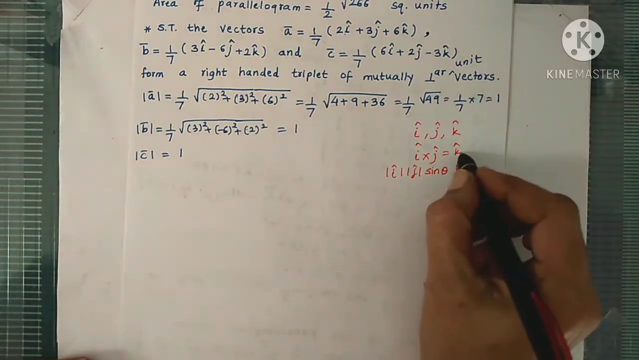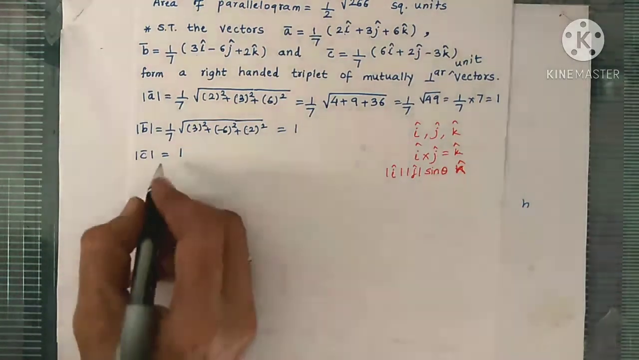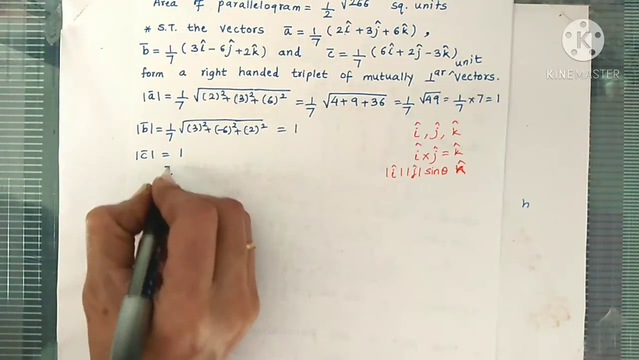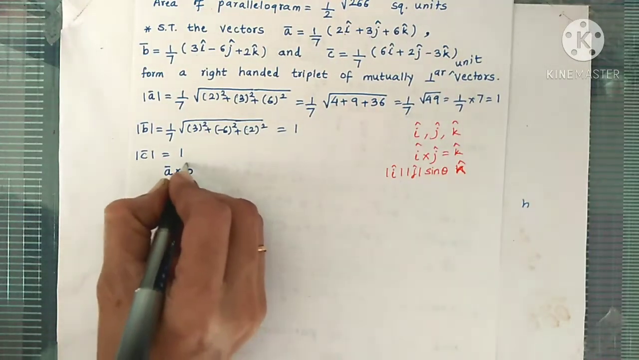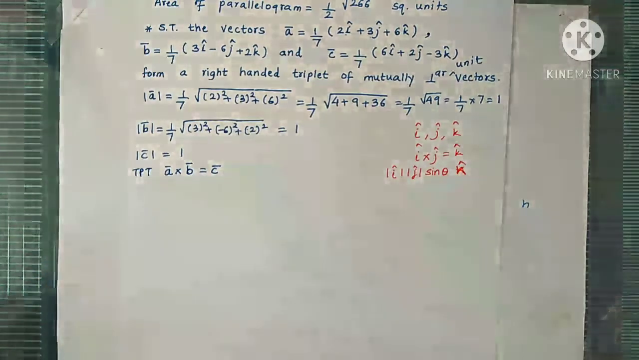So it becomes k cap. So that we have to prove here. So here A bar, B bar, C bar form a right-handed triplet. That means we have to prove that A bar cross B bar is equal to C bar. So this is to be proved.